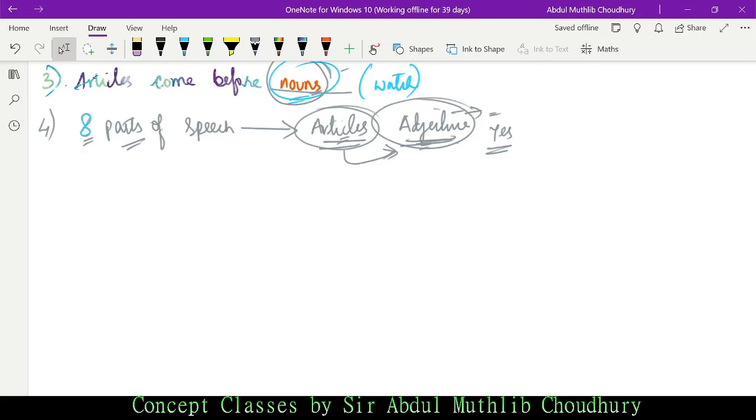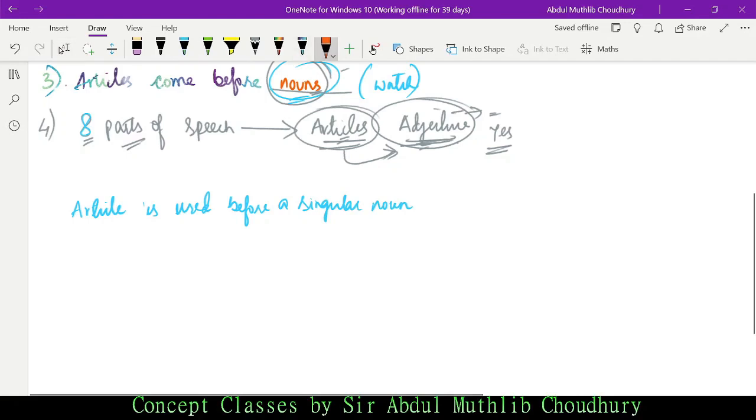All right, now there is a general rule to use articles. Article is used before a singular noun. Okay, this is very important. Article is used before a singular noun. A, an, the, these are always used before what noun? Singular noun. This is very important. You should note this. This can come as an MCQ. Let me give you an example.